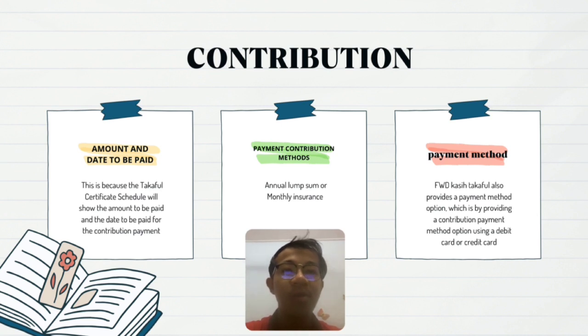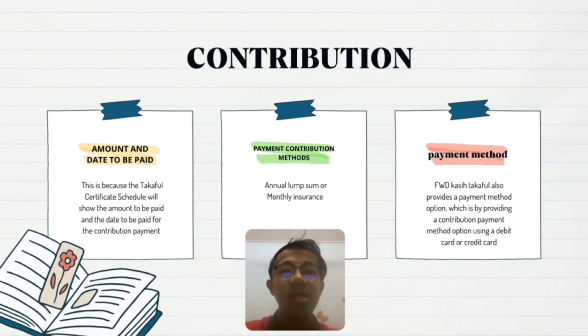Among the main components that the customer must know are the amount and date to be paid. This is because the takaful certificate schedule will show the amount to be paid and the date for the contribution payment. In addition, customers are also given two contribution payment methods to facilitate the decision. Among them is the payment frequency option, which provides the following payment options for contributions, such as annual lump sum or monthly installments.